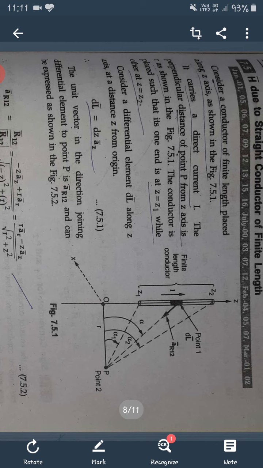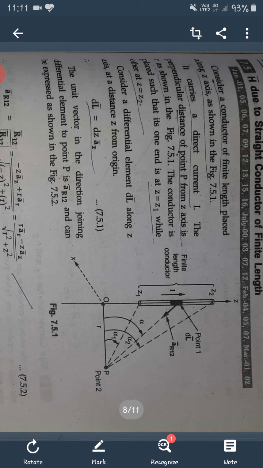It carries a direct current I. The perpendicular distance of point P from the z-axis is r, as shown in the diagram. The conductor is placed such that one end is at z1 and the other end is at z2.